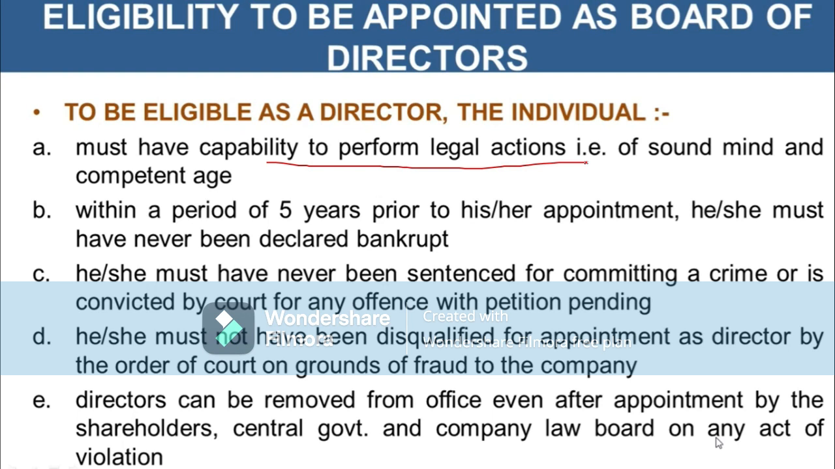And within a period of 5 years prior to his or her appointment, they must have never been declared bankrupt. This is another important eligibility. Within a period of 5 years, continuously for 5 years, before entering this particular company, in the prior 5 years, they have never been declared as bankrupt persons, insolvent persons.